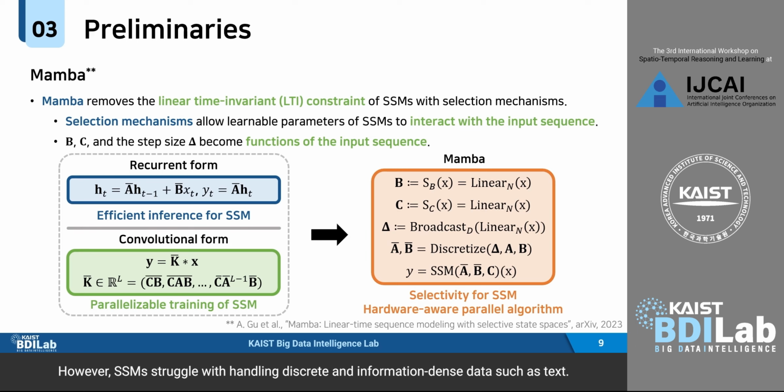However, SSMs struggle with handling discrete and information-dense data such as text. This limitation arises from the linear time invariant constraint, which requires that the parameters of SSM remain fixed across all time steps. A recently proposed structured state space sequence model, Mamba, removes this constraint by modifying B, C, and the step size delta to functions of the input sequence. In this way, Mamba can selectively recur or ignore information in an input-dependent manner, while maintaining linear complexity in sequence length. In this work, we introduced a new framework that integrates Mamba's sequence scanning capabilities to STG forecasting.